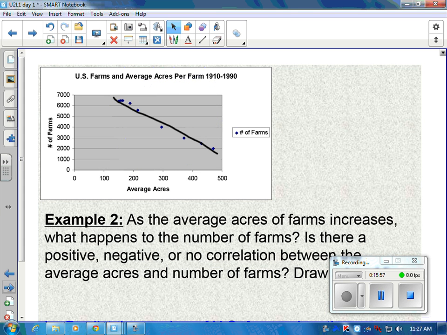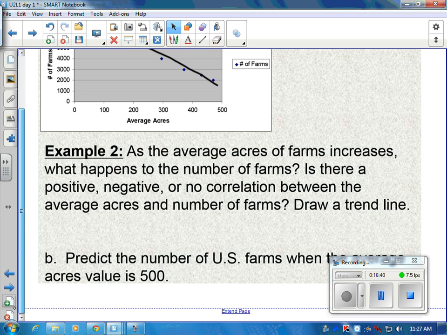All right. So, Seth, why do you say it's a negative correlation? Okay, and how do I know? As the number of acres decreases, what decreases? The number of farms decrease with average acres. Because it gets smaller. That's all I know because it gets smaller. Okay, so as the average acres increases, as our X values get bigger, our Y values get smaller. So as the average acres increases, the number of farms decreases, which means we have a negative correlation.